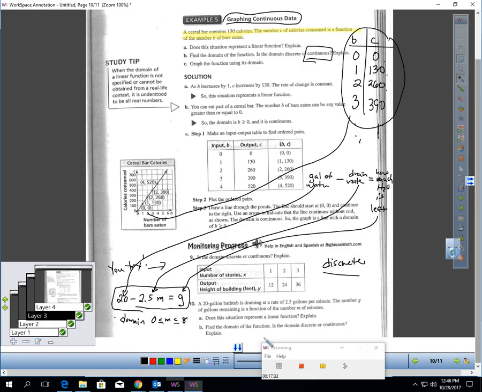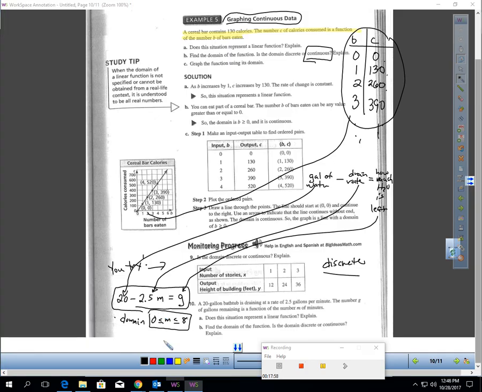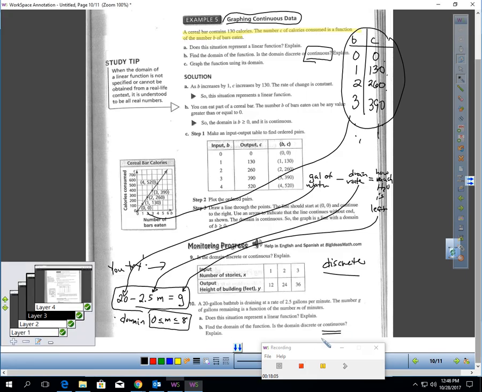And is this domain discrete or continuous, and tell what it is? Well, the longest the tub could drain would be 8 minutes, because if I put 8 in here, this would work out to 20 minus 2.5 times 8 is 20. There'd be no water left in the tub, okay? So I could be draining the tub anywhere from 0 to 8 minutes. Now, could you let it drain a half a minute or a quarter minute? Oh, sure. So that means this is a continuous domain.